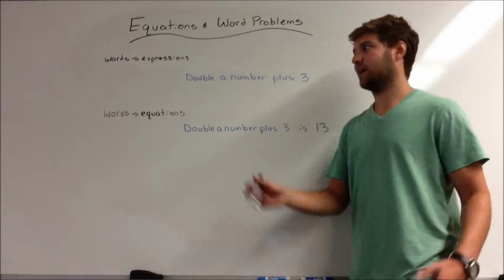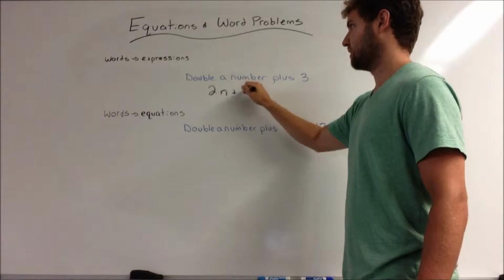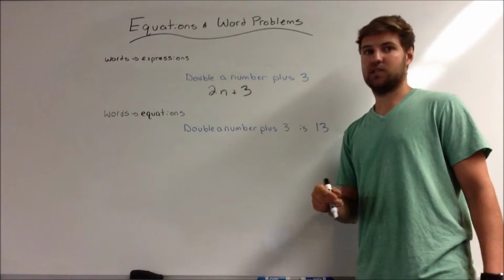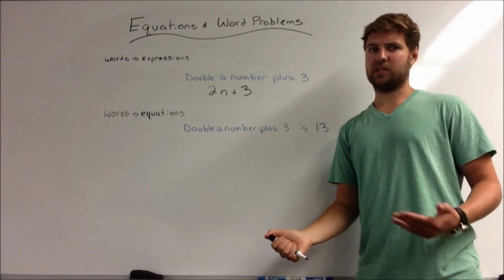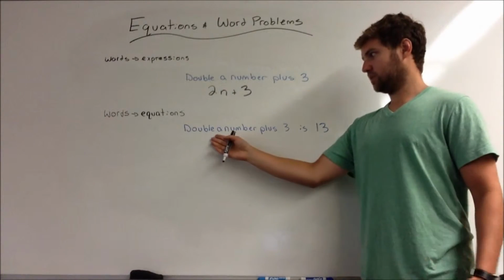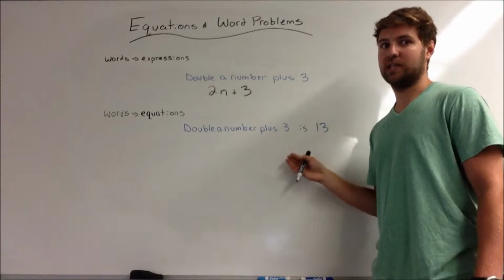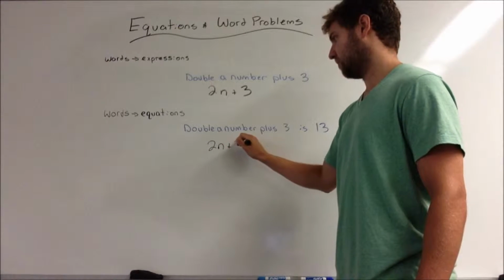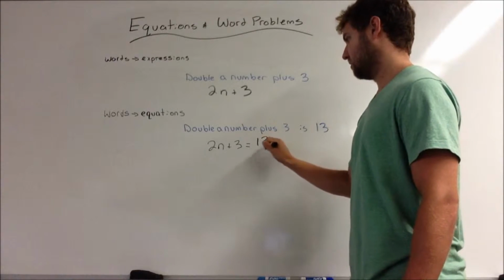So we can convert that to the expression 2n plus 3. Because this means double a number, and then we're adding 3 to it. Now, since equations are just two equal expressions, we can do the same thing with equations. So we have a similar expression, double a number plus 3, but this time I'm telling you what it's equal to. So this time, double a number plus 3 equals 13.